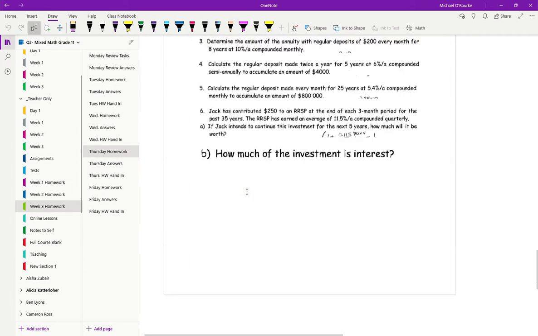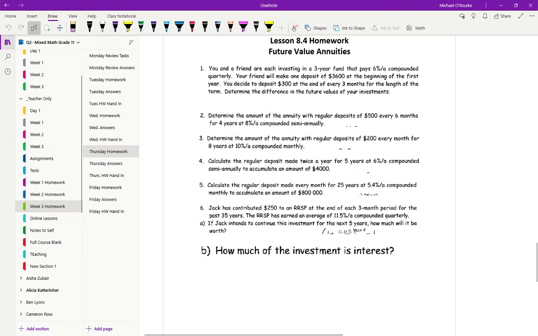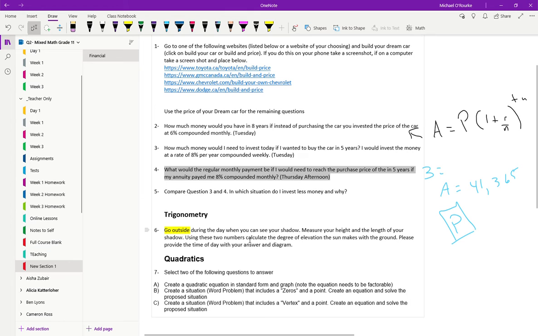Okay, go down here. Okay, oh, number 5 here. Calculate the regular deposit or regular payment, right, to accumulate this much money. Now, in my case, this would be how many years we have. I think it was 5 years. Here's the interest rate, and that would be the price of my car. So it's just like question 5 that we're doing. Okay.